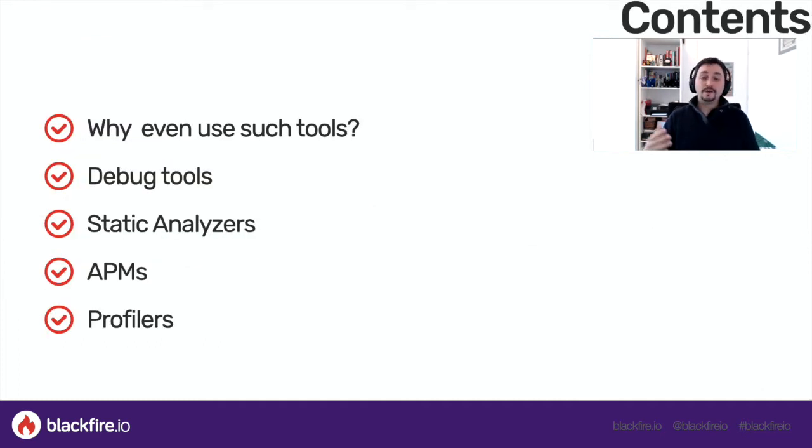So in my session, we're going to browse through why it is interesting to even just use any of the tools that we have listed. And then we will go and see what is a debug tool, what is a static analyzer, what is an APM, what is a profiler, and try and understand what are the various benefits, strengths, and weaknesses of each of those tools.